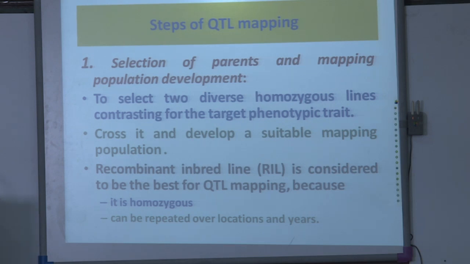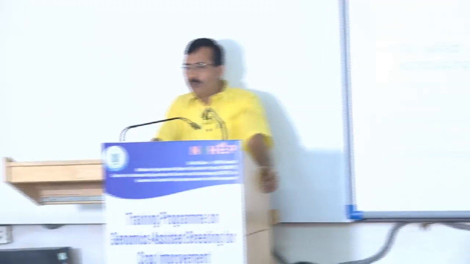Now let us quickly go for the steps of QTL mapping. The first step is selection of the parents and mapping population development. That you already know. When you select the parents, they should be diverse. This word is important, diverse. What is the advantage of this diversity? Why do you need a diverse parent? What is your idea? If they are genetically close, what will be the problem? If they are diverse in nature, we will get more segregants. More segregants. What do you think?